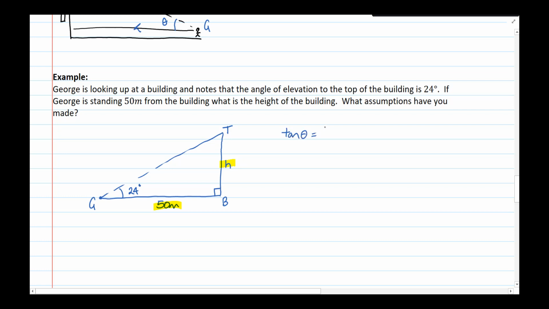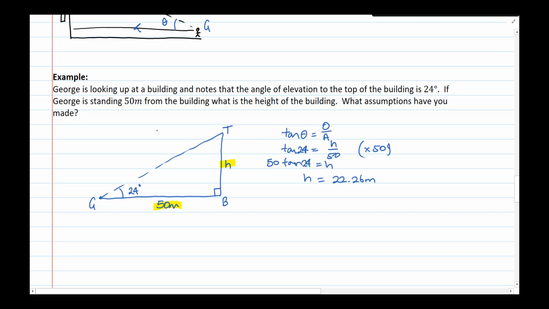Tan theta is equal to opposite over adjacent. You'll notice that I always just write down tan theta is equal to opposite over adjacent. Start with the ratio, just ensures I don't make a mistake. So now I've got tan 24 is equal to h over 50. I multiply both sides by 50, giving me 50 tan 24 is equal to h. And of course, pop this in my calculator, I get h is equal to 22.26 meters.